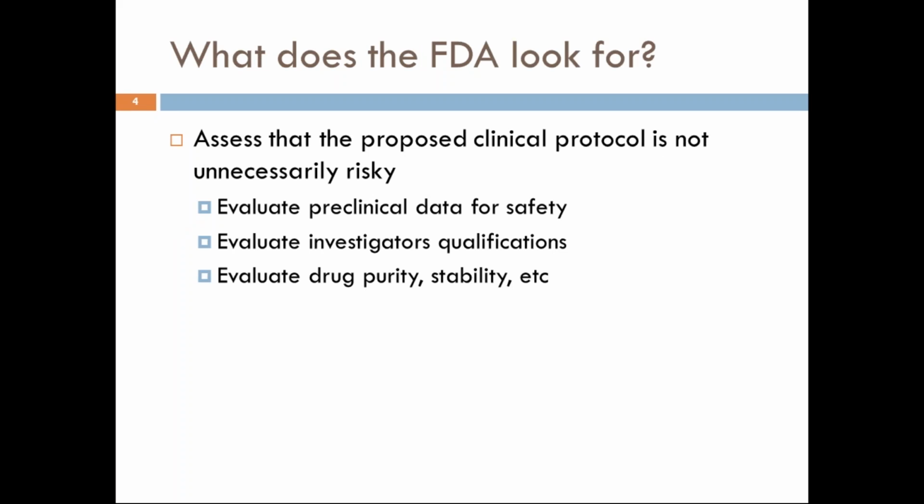So what does the FDA look for when they receive an IND application? Their main purpose is to assess that the proposed protocol is not unnecessarily risky. So they're going to look at your preclinical safety data, mostly your toxicology studies in different species. They are going to look at the investigators' qualifications. Are they really an MD? Have they done this before? Things like that. And then they also will look at, what's the purity of the drug?